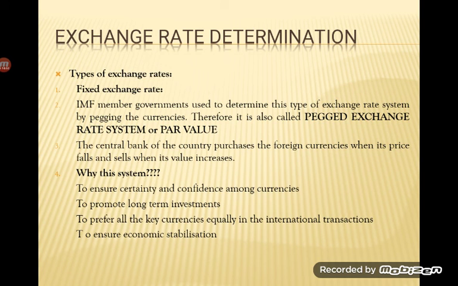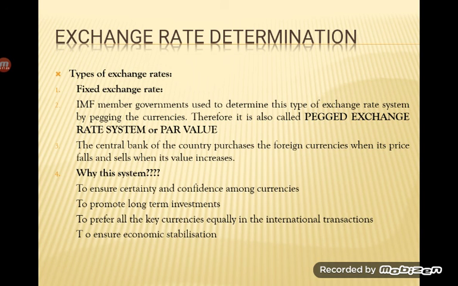So under this particular fixed exchange rate system, only the IMF determined the exchange rates for the currencies. It was even called the IMF exchange rate system also, but now we no longer follow this.